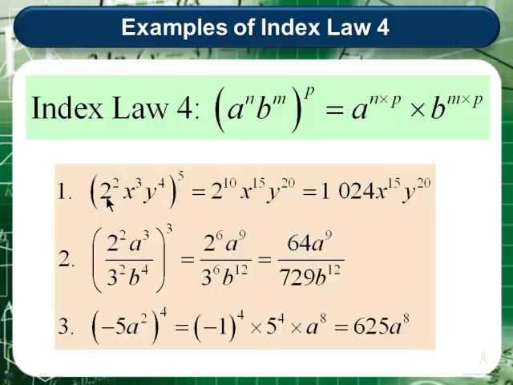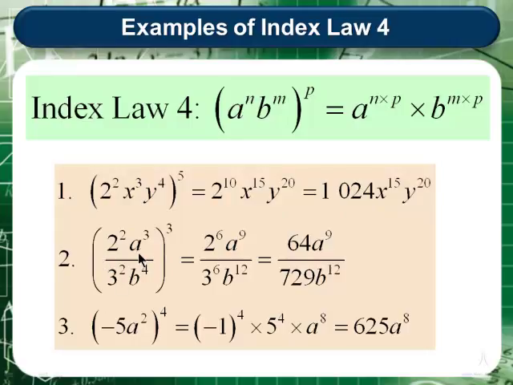In the first example, we have this expression here in brackets. Note it's a single term. So what does this law mean? It means for each of the bases we multiply its exponent by 5. So it's 2 to the power 2 times 5, or 10, x to the power 3 times 5, or 15, y to the power 4 times 5, or 20. Of course, 2 to the power 10 can be written in this numerical format.